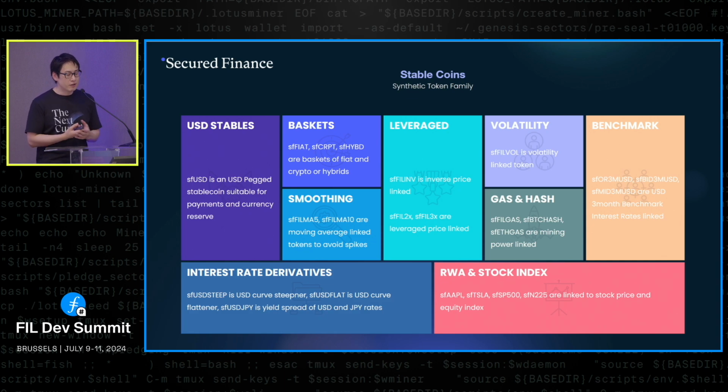And lastly, there's real world assets linked or stock index linked. Apple stock token, Tesla stock token, or S&P 500, Nikkei. It is also possible to tokenize. Yeah, so these are kind of like a family. It's just one kind of idea, but the first step is definitely we need a US dollar stablecoin.